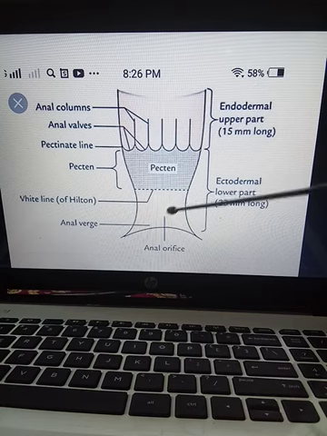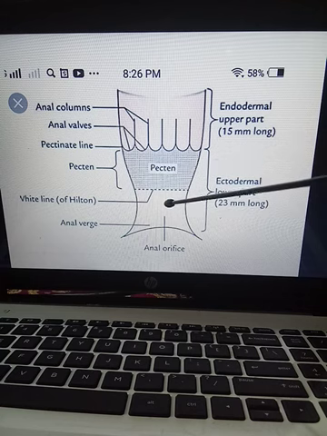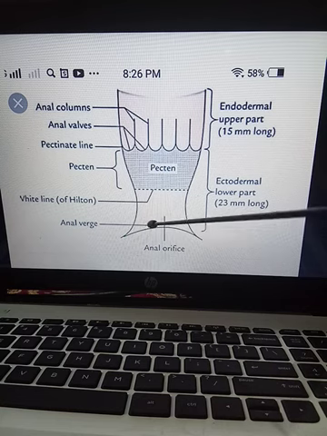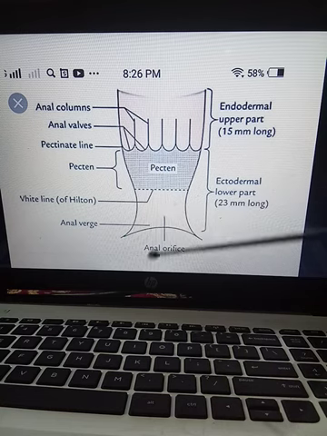Then the lowest part, it is 8 mm. It is just skin lined by true skin, having the sebaceous, hair, and sweat glands in it. And this part finally opens on the surface and ends up in the anal orifice.